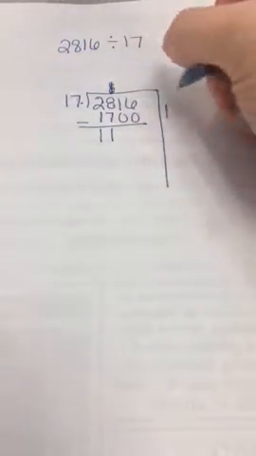Oh, I put it in the wrong spot. I'm doing the wrong thing. Your 1 goes over here on partial quotients because 17 times 1 is 17. Now I'm going to subtract. 8 take away 7 is 1. 2 take away 1 is 1. Now, I have 2 places here that need a 0 in them, so I'm going to add my 2 zeros over here. Okay? Now I'm going to bring down my 1.